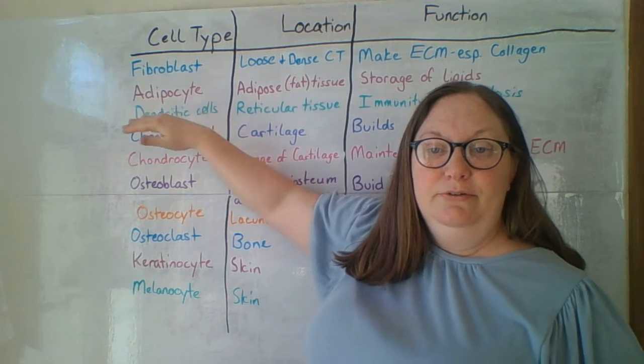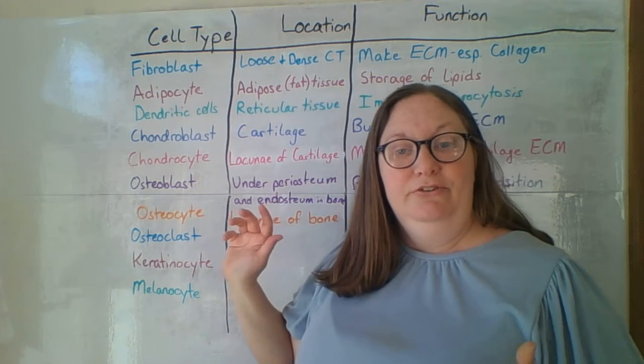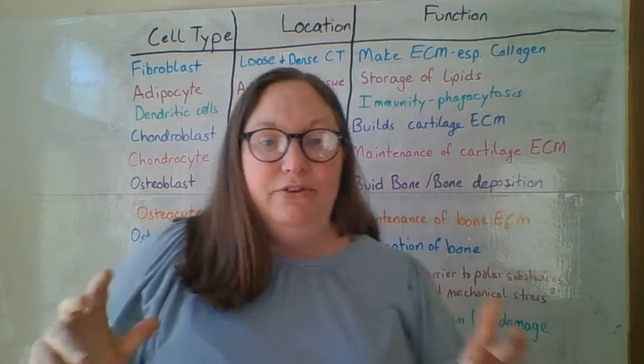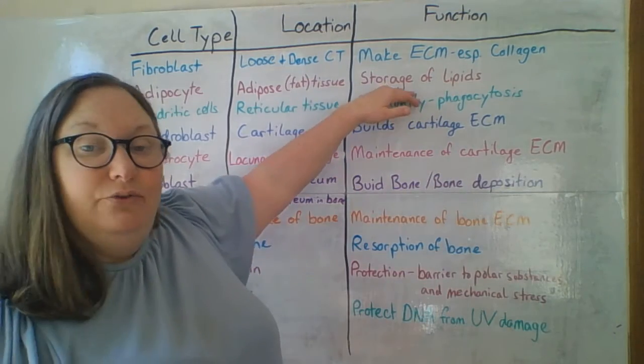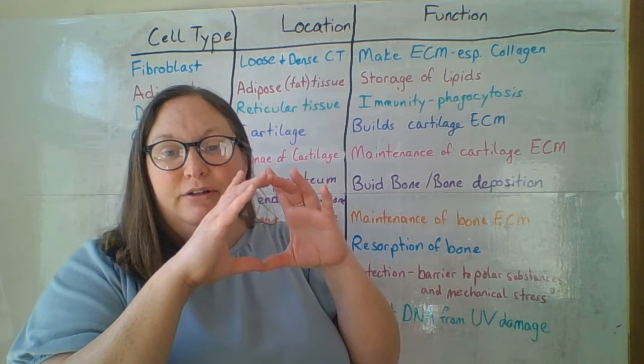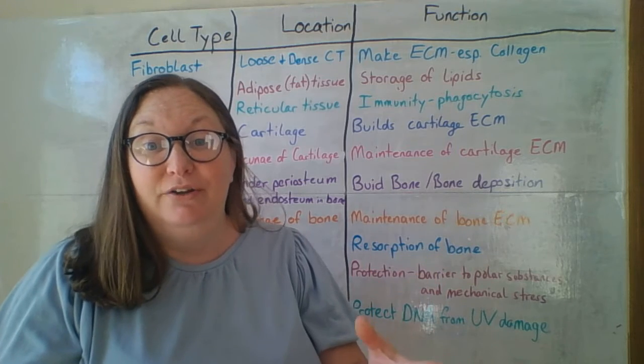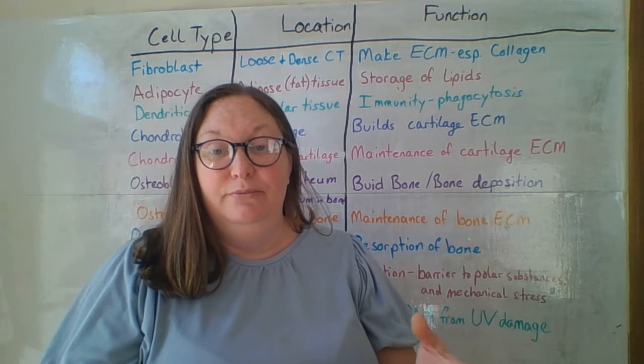Now, we also saw adipocytes. Do you remember where we saw those? In adipose tissue or fat tissue. And what's their purpose? They store lipids. Remember they had that big lipid inclusion? That big white center? They looked hollow, but they weren't really hollow. They had fat molecules in them, triglycerides.